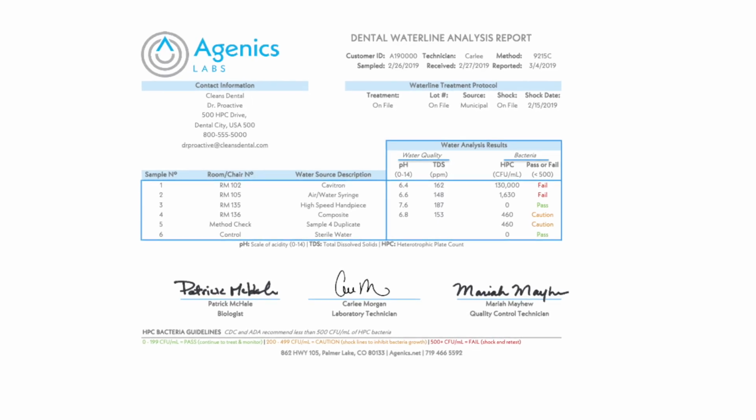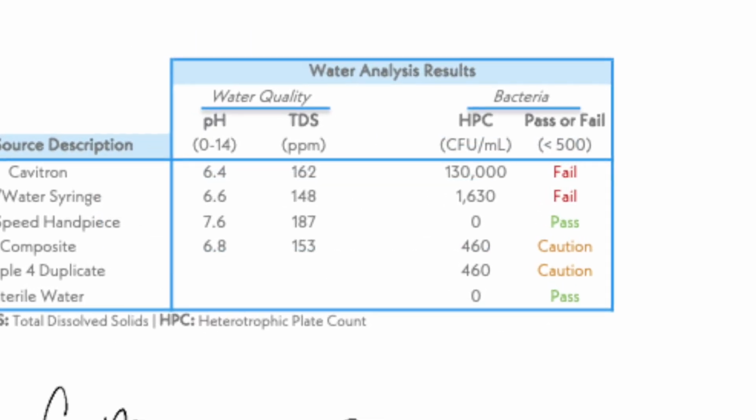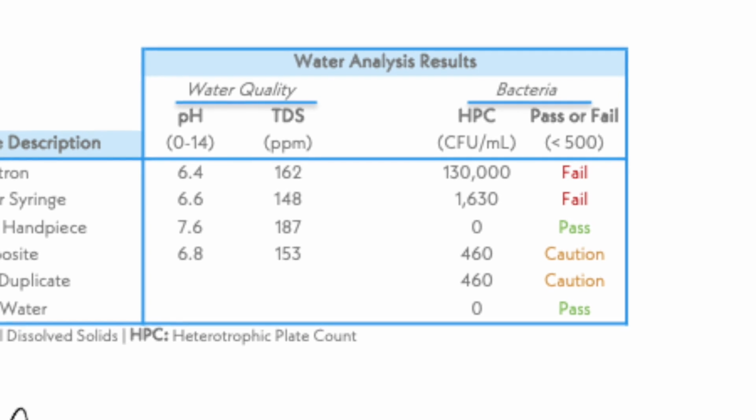Now that sounds like a great feature to have as a dentist, but how will they know if their water lines are in compliance or not? Our reports make it easy to decipher which lines are failing and which are not. Both methods will provide customers with a summary report. The summary report includes quantitative HPC bacteria values and a pass or fail based on CDC and ADA recommendations.